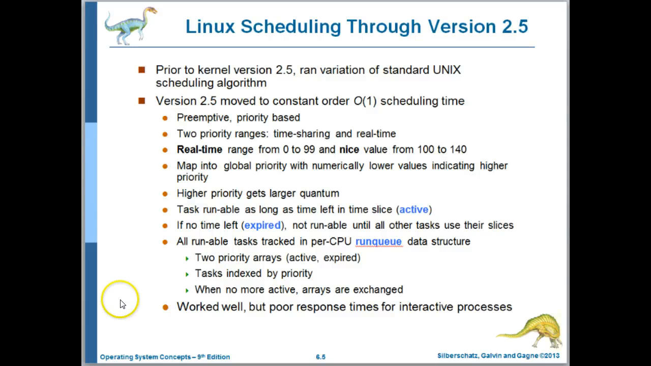As mentioned here, response times were poor for interactive processes. There were quite a complicated set of heuristics used for determining which processes were interactive, and they didn't always work well. And once any process ended up in the expired queue, it could sit there for quite some time in a relative sense before it would get CPU cycles again, leading to fairly large response or latency times for some interactive processes.